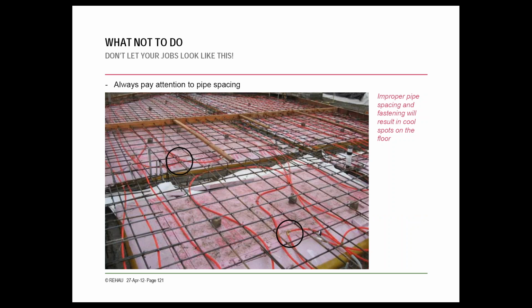Always pay attention to this piping spacing. Even though it's getting covered in a radiant slab a lot of times, a concrete slab, you still want the piping to be as uniform as possible so that it doesn't create any cold and hot spots.